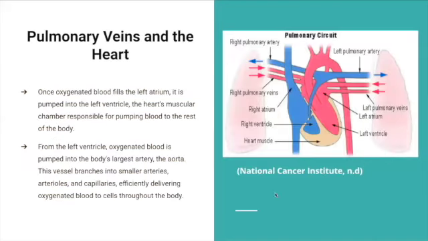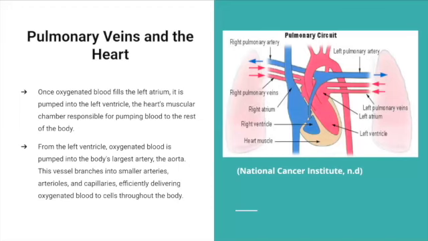Once the atrium fills with oxygenated blood, it is pumped into the left ventricle, the heart's muscular chamber responsible for pumping blood to the rest of the body. This begins the systemic circulation, where oxygen-rich blood is distributed to tissues and organs throughout the body via arteries.